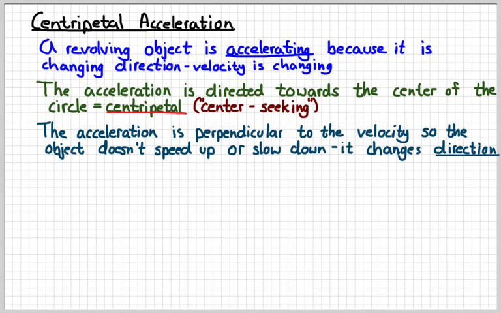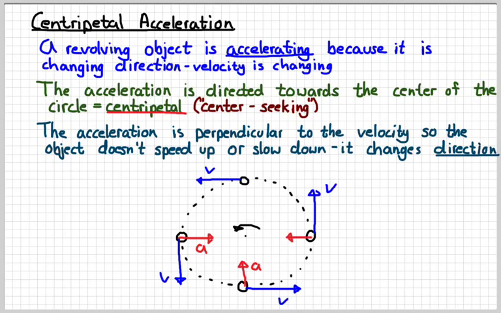That acceleration is directed towards the center of the circle. So looking at our same diagram again, there are our velocity arrows. That's what the acceleration arrows would look like, always directed towards the center of the circle. If it wasn't directed towards the center, then the object would be speeding up or slowing down or moving in some other path. An equation that we can use to find a centripetal acceleration is v squared over r, where r is the radius of the circle.